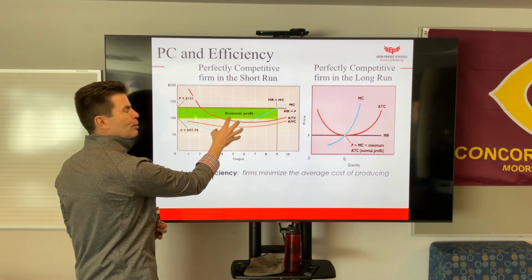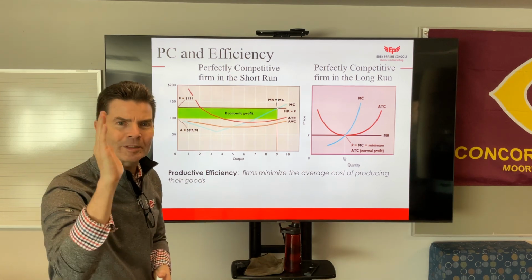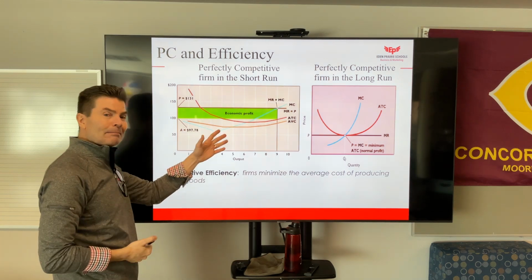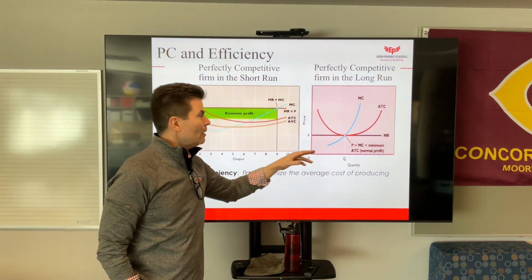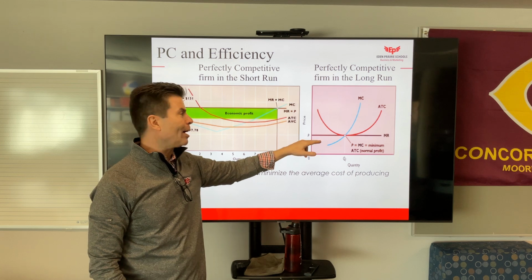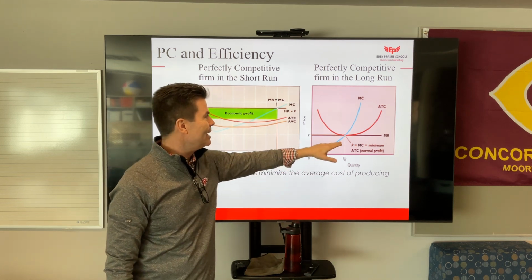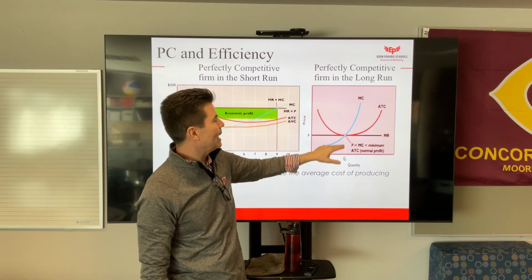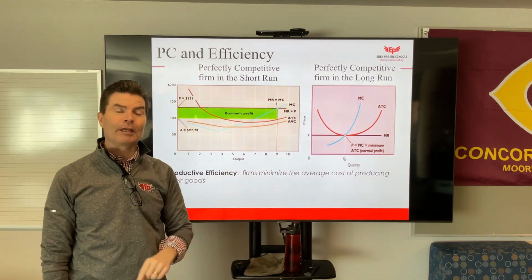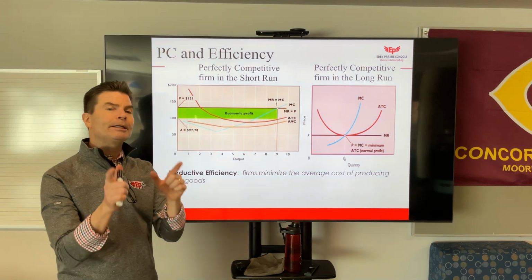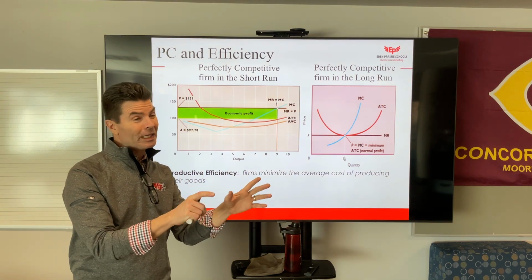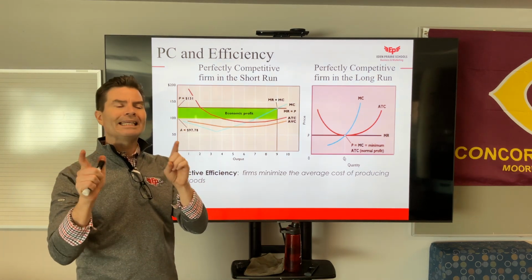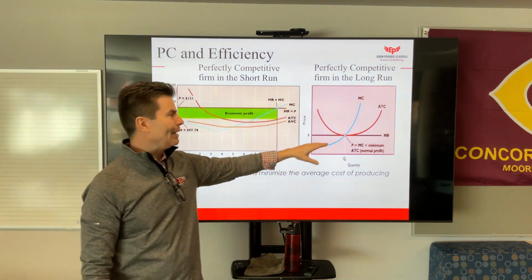And so a perfectly competitive firm is NOT productively efficient, because they're not producing at the minimum of the ATC. But in the long run, look at where their price is. In the long run, their price is at the minimum of the ATC. And when the MR equals MC, when the quantity is at the minimum of the ATC, that's productively efficient. So a perfectly competitive firm, we're not talking about the industry, a perfectly competitive firm is productively efficient only, capital letters, in the long run.